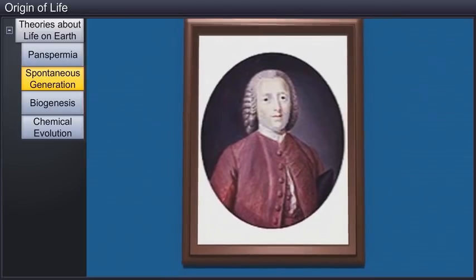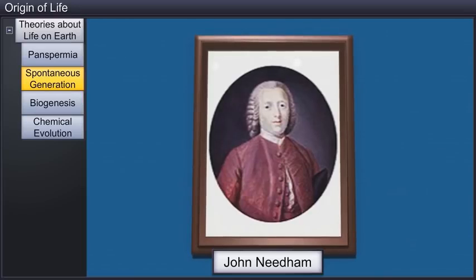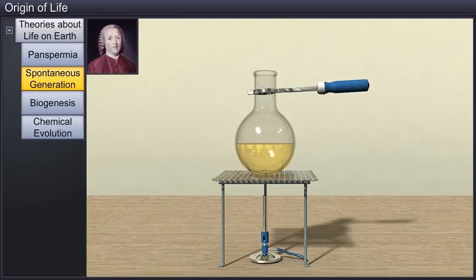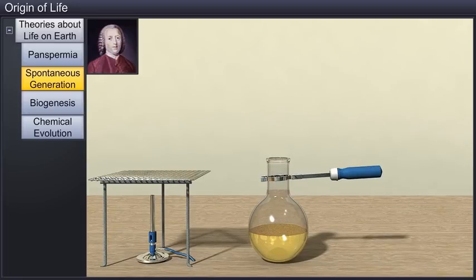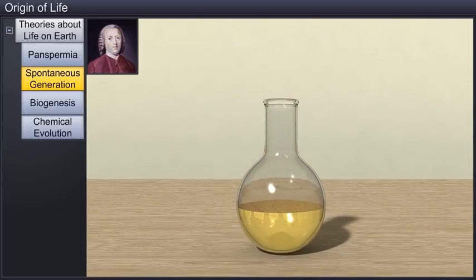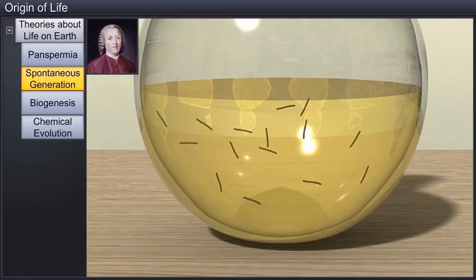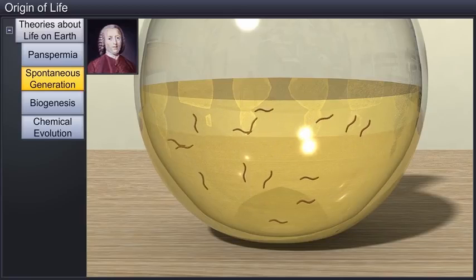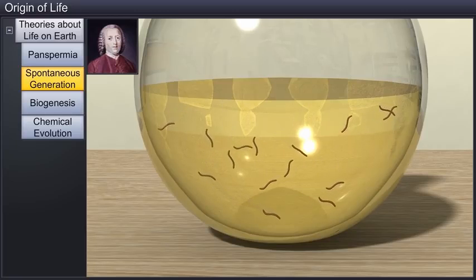Moreover, some scientists, such as John Needham, supported the theory of spontaneous generation by conducting some experiments. In one of his experiments, Needham boiled chicken broth in a flask and then cooled it to room temperature in an open container. Later, he sealed this container. After a few days, he observed a few microbes in it. Needham believed that some life force had brought about this spontaneous generation in the chicken broth.